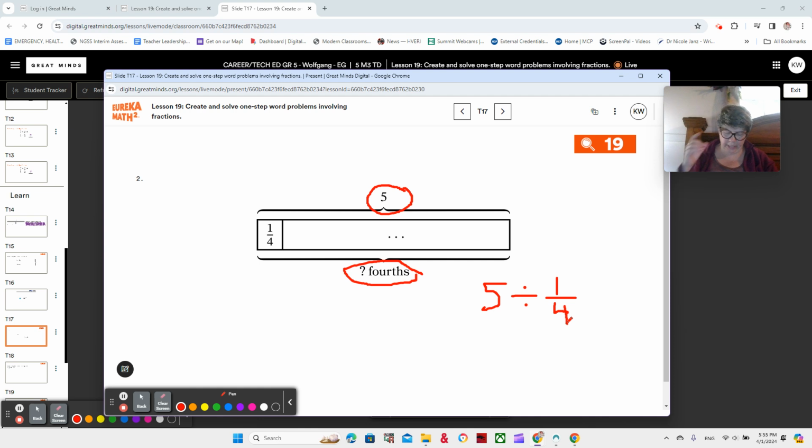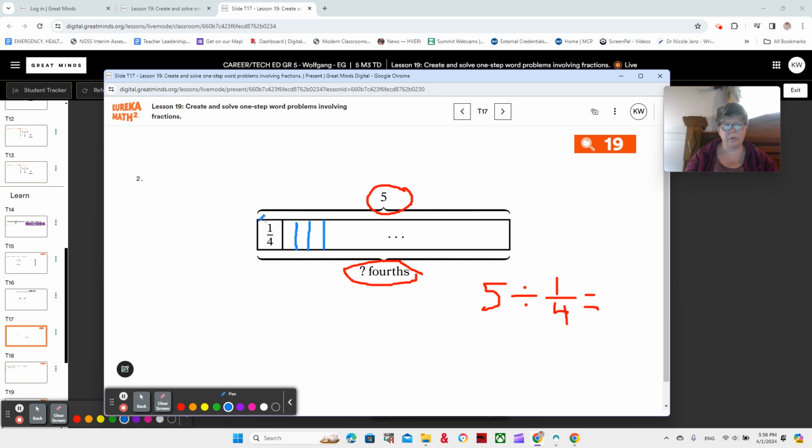All right. And if we evaluate the expression 5 divided by 1/4, is the quotient greater than or less than 5? And how do you know? Quotient is the answer, right? Okay, now let's think about this. Let's take 1. All right. And we're breaking our 1 into 4 parts.